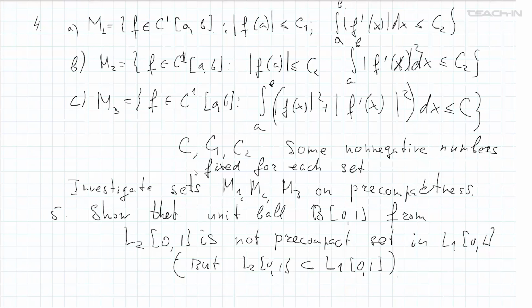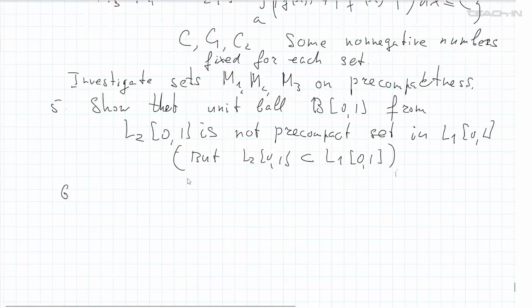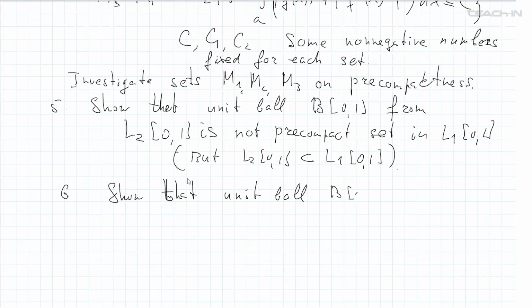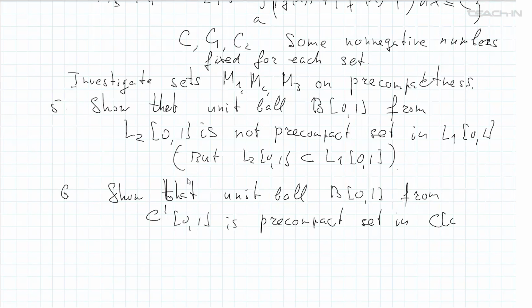And last, show that the unit ball from the space C^1 is a precompact set in C[0,1], and from W^1_2[0,1] in L_2[0,1]. It is A, it is B.